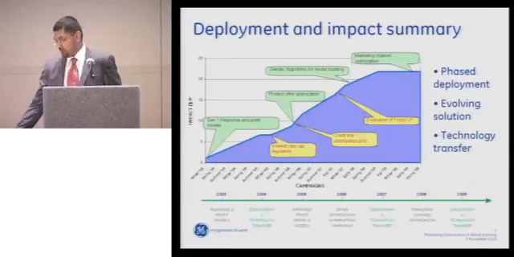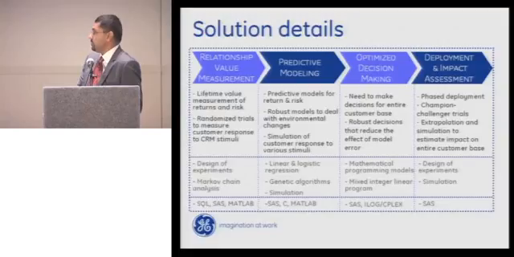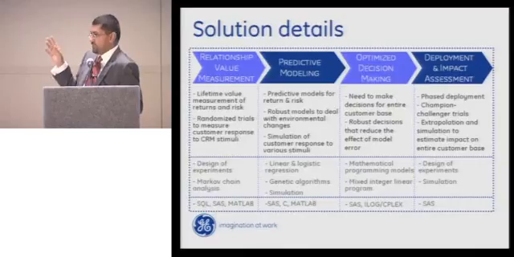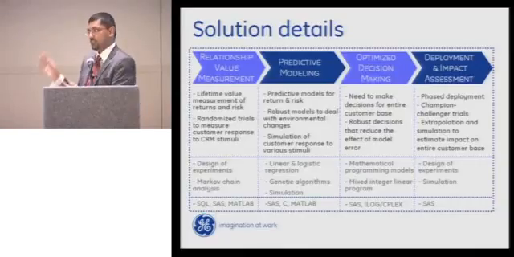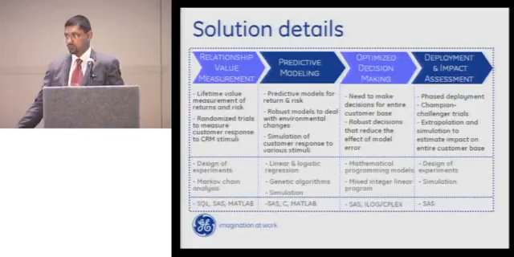Now let me spend some time discussing the details of the solution that we have built. As mentioned earlier, there are 4 aspects to this. The first is measuring value of past relationships, or in some sense, using historical data, collecting historical data, building predictive models, using these predictive models to make decisions, and then deploying them in a business context and assessing how much impact there has been. And we shall go into some of this in more detail.